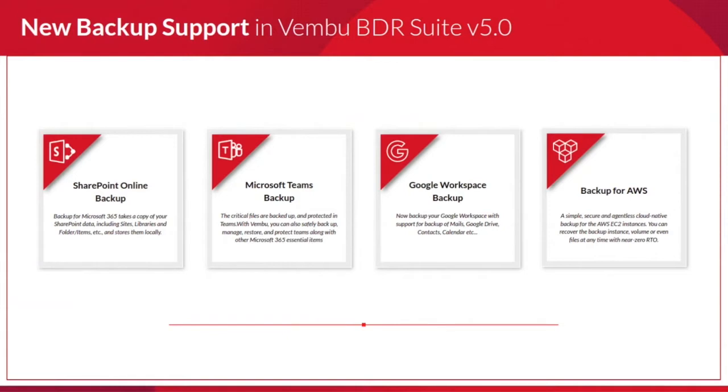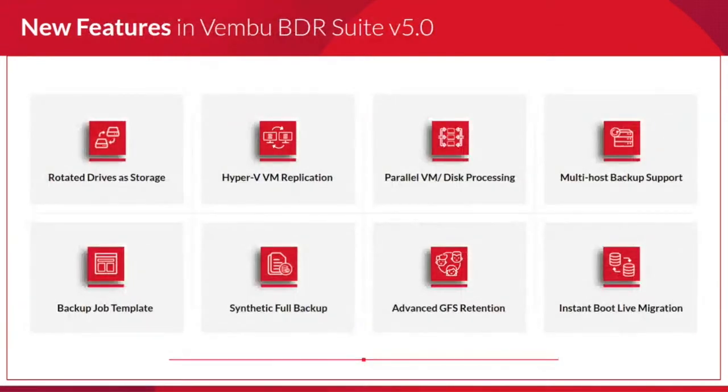So yeah, we are removing all the complexity. It is easier and more flexible now. You just install the Vembu backup server. From the backup server itself, you can connect to your AWS account and create a backup for AWS EC2 instances. Okay, so these are the 4 major supports that are coming to the Vembu BDR Suite of products from version 5.0.